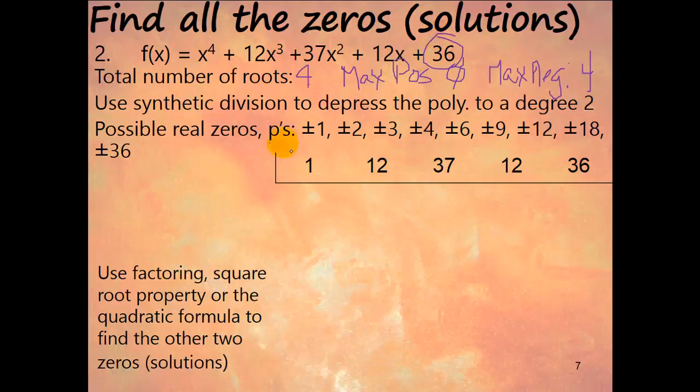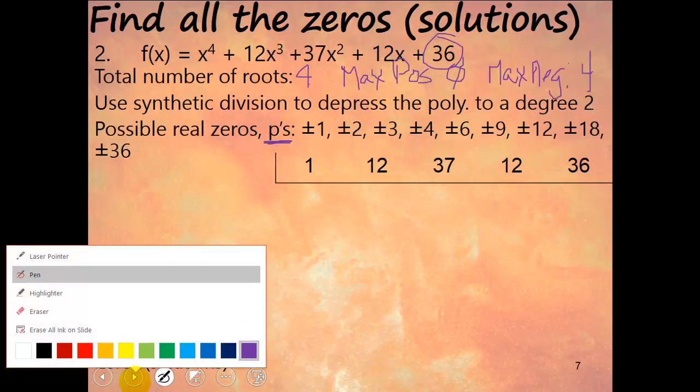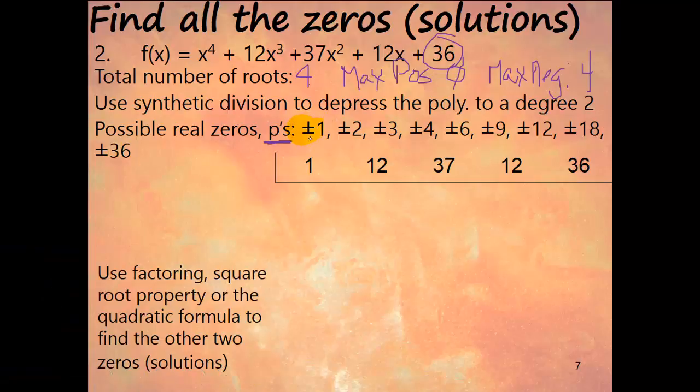Those are my p's. All right. So I have plus or minus 1 and plus or minus 36, plus or minus 2, plus or minus 18, plus or minus 3, plus and minus 12, plus or minus 4, plus or minus 9, and plus or minus 6. 6 times 6 is 36. So I'm not going to check any positive roots, and for the sake of time, I'm going to kind of hurry through this.